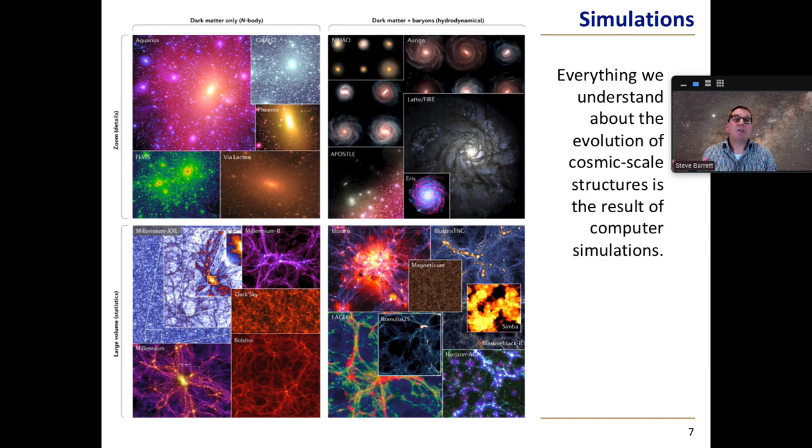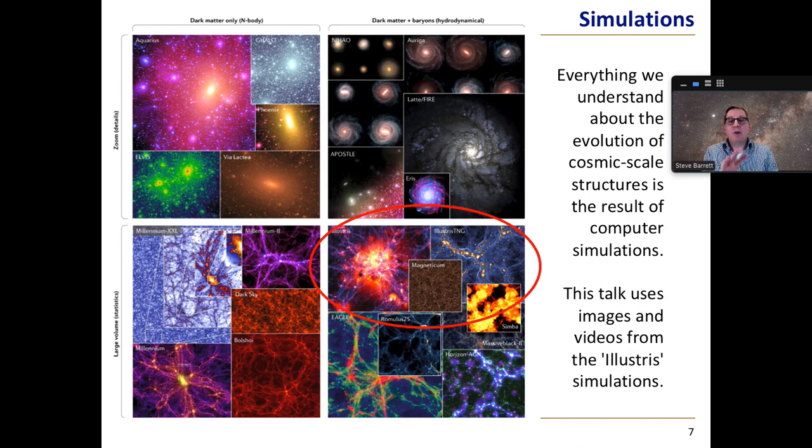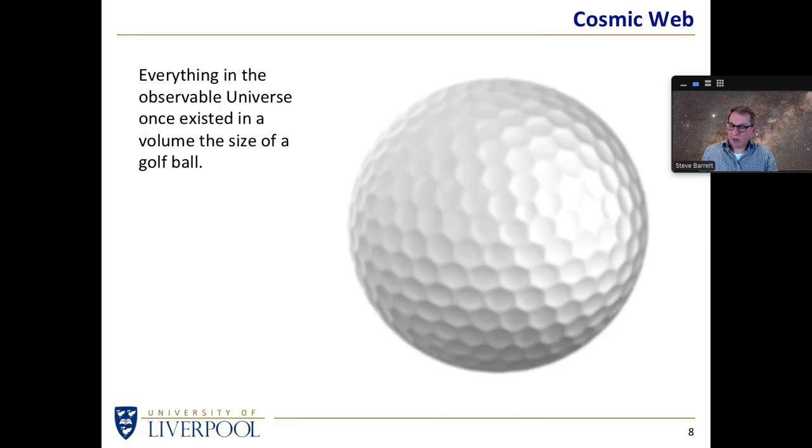There are lots of simulations that have been running over the last 10 or 20 years. Here's just a little pastiche of a few selections that have been published in the last few years. In this particular talk, I'm going to borrow from a particular suite of simulations called the Illustris simulations, and I'm going to take some still images and some videos of that particular set of simulations to illustrate what I'm talking about. So we're going to start from the very early universe.